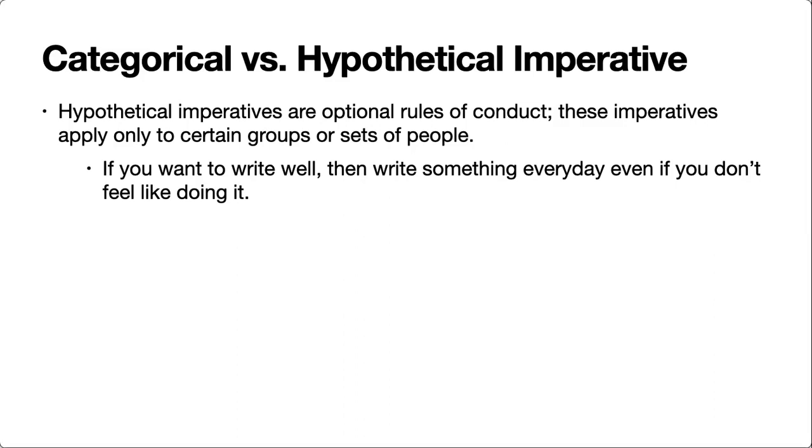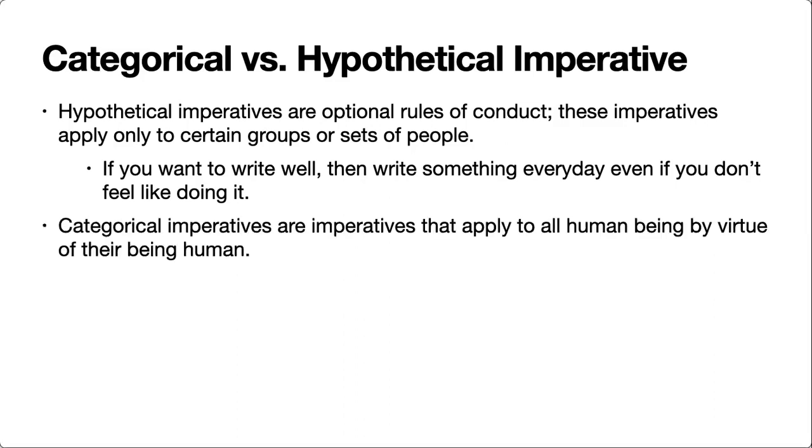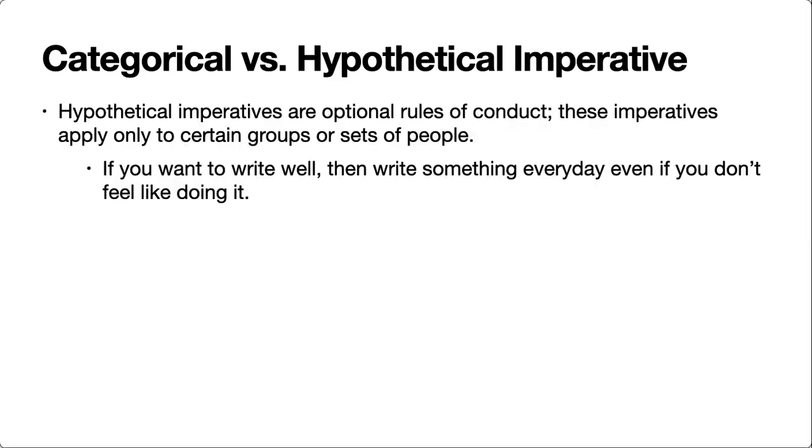The applicability of the statement depends on whether you have a certain desire or a certain goal, in this case, to be a good writer, right? So our hypothetical imperative is like that. Here, this applies to the set of people who have the desire to write well. Now, you can talk about, let me just go back. Okay, so here, in the first example of a hypothetical imperative, the rule applies to you if you belong to this group of people who want to write well.